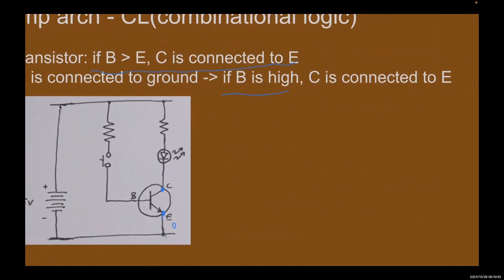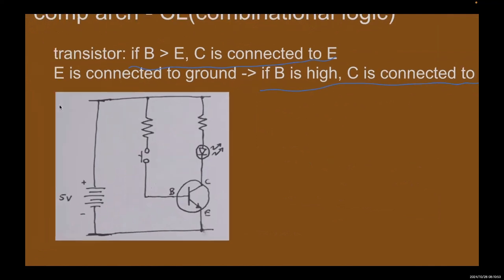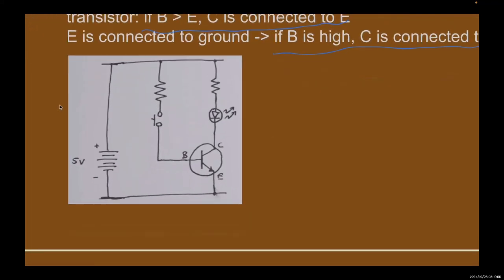So this sentence can become this: when B is high, then C and E are connected, and otherwise C and E are not connected. By the way, in an actual circuit, say the voltage is 5, and if you're connected to the ground, then you become 0. In a computer, binary is only 1 and 0, so if you're connected to the ground, then you're 0. Otherwise, no matter whether you are 2.5 or 5, you are 1.